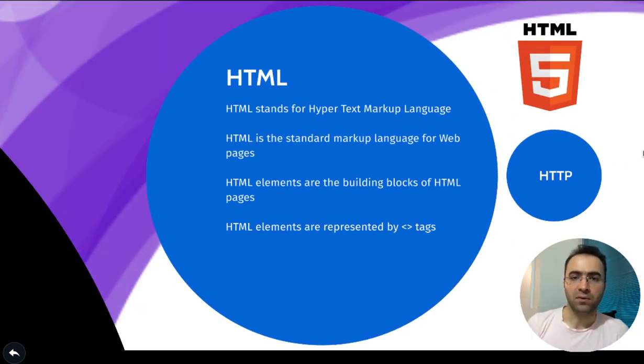HTML stands for Hypertext Markup Language. It is the standard markup language for web pages. HTML elements are the building blocks of HTML pages. HTML elements are represented by tags.